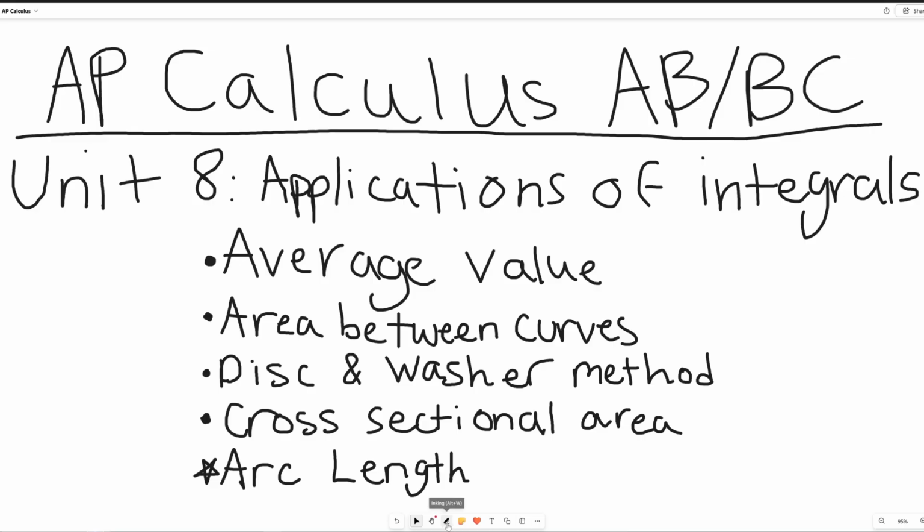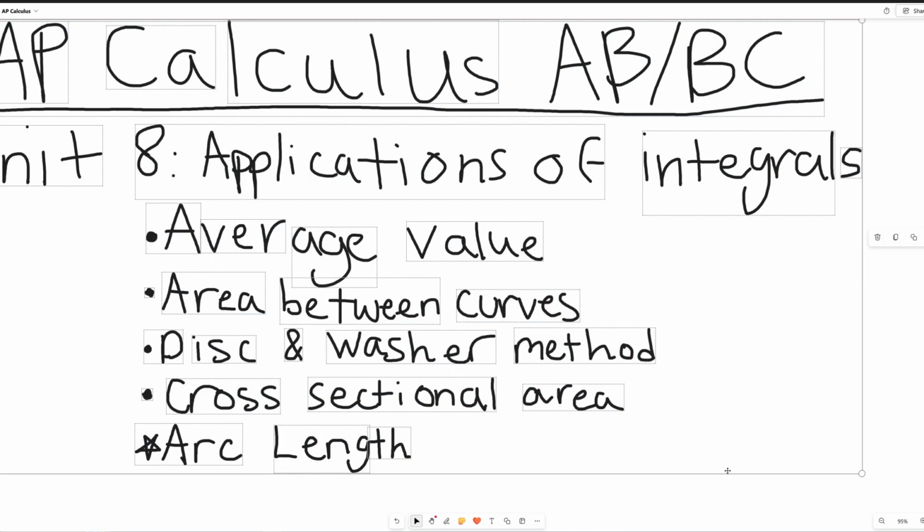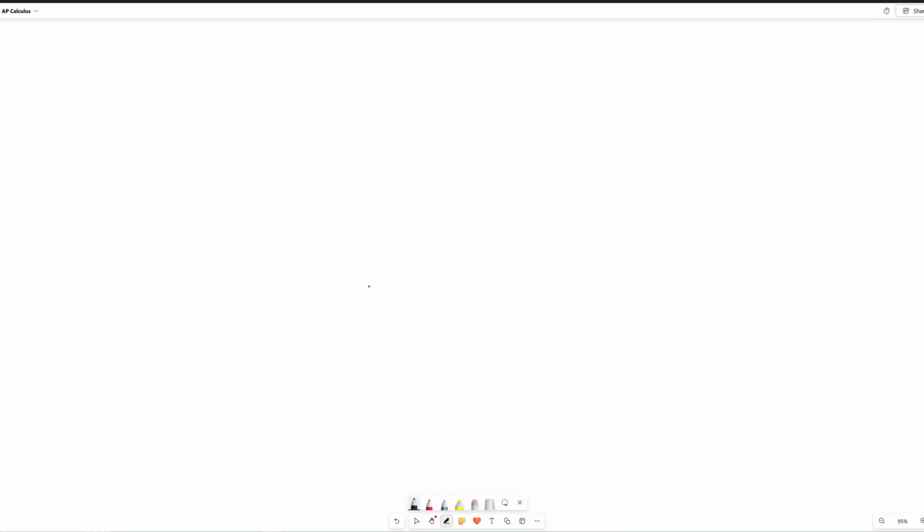In this unit, we talk about average value of a function over some sort of interval. We have the area between curves. We look at disk and washer method, as well as cross-sectional area to figure out how to find volume of certain shapes. And then for our BC only topic, we look at the arc length of a function. So let's begin. Average value.